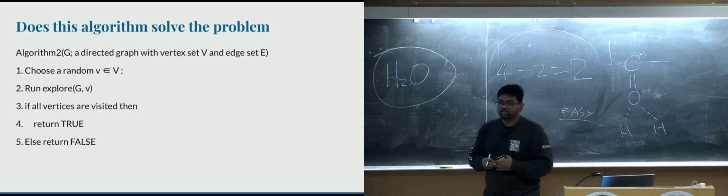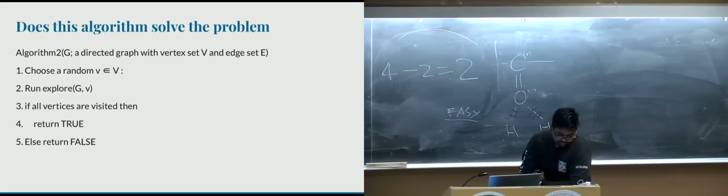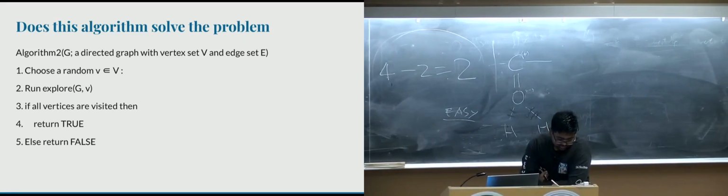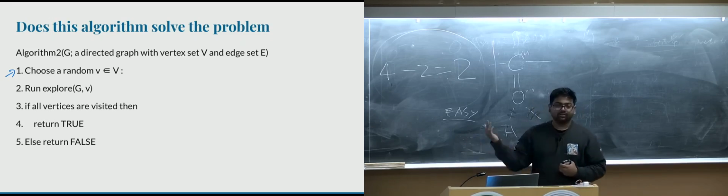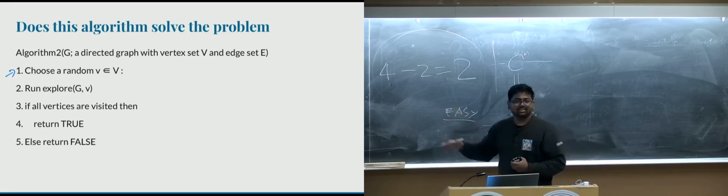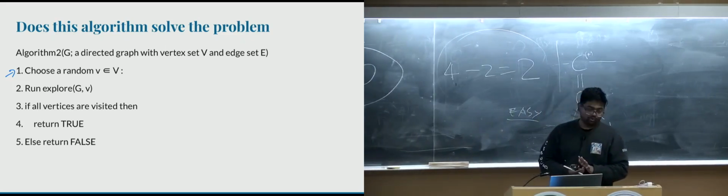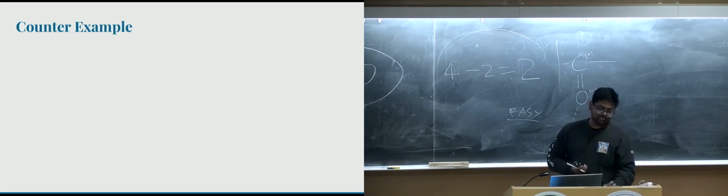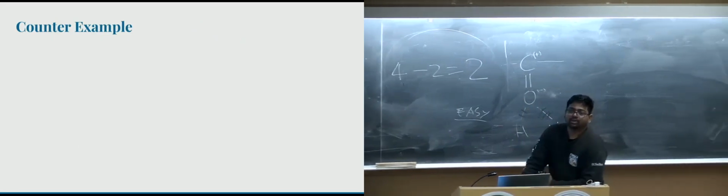So let's say we have an algorithm wherein we choose a random vertex V, and then we run explore on that vertex. And if it is able to visit all the other vertices, then we return true. Otherwise, we return false. Do you think this is right? No, right? So if you want to show it's not correct, then you have to come up with some counterexample. Any counterexample that you can think of?